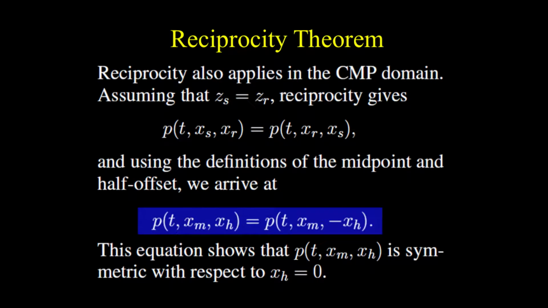Reciprocity also applies in the CMP domain, assuming that the source depth is equal to the receiver depth. Here is the reciprocity formula in CMP domain. The equation in blue shows that CMP gathers are symmetric with respect to zero offset.